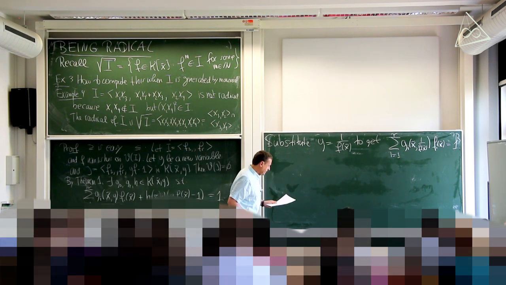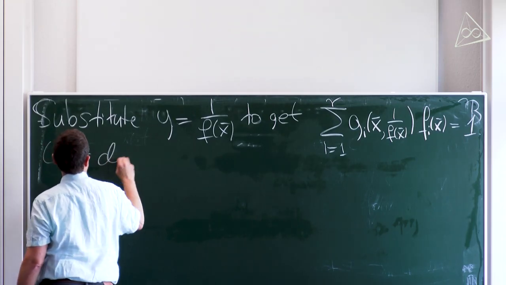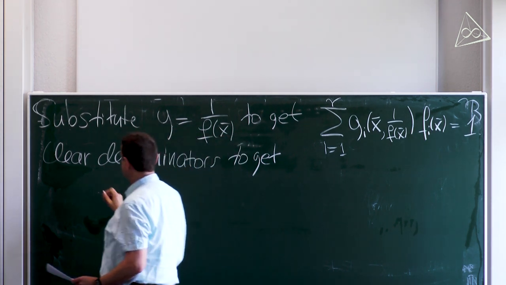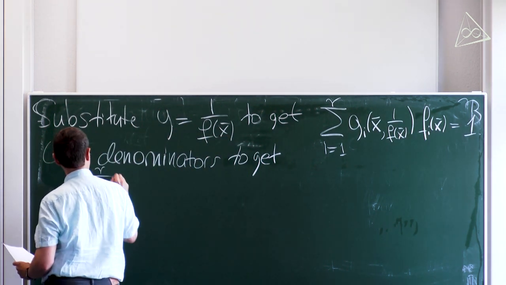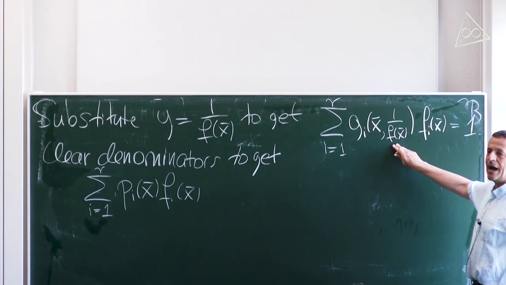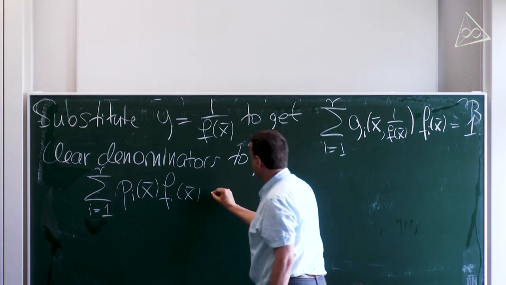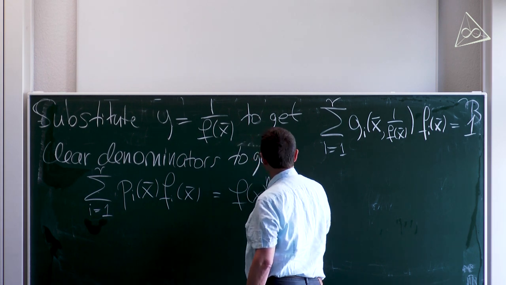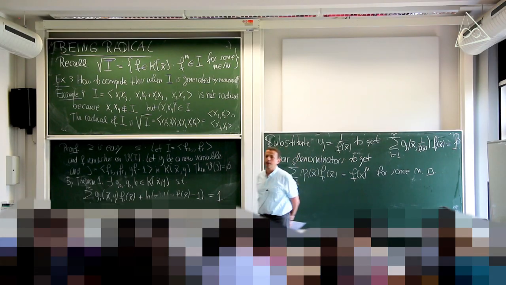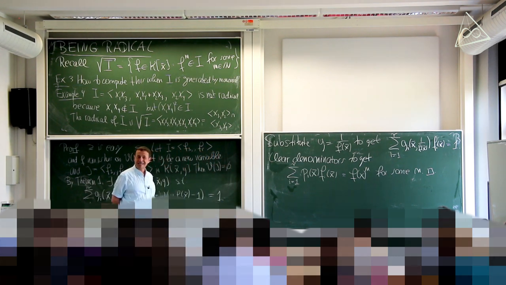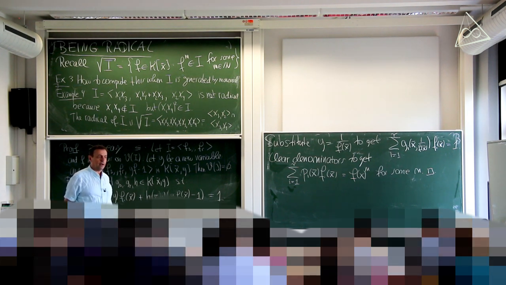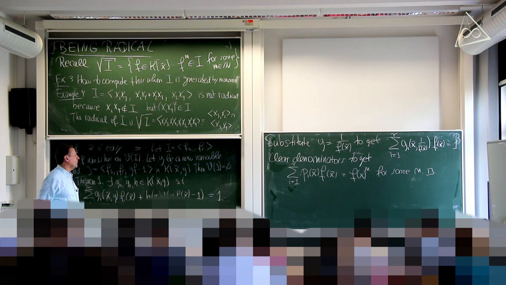Well, now we do the obvious: we clear denominators to get the following expression. The sum from i equals 1 up to r of p_i, some new multipliers, times f_i. So here we clear denominators, so some power of f will be in the denominator here, and after clearing denominators you then have f to some power. And that's exactly what we wanted to prove. This shows that a power of f is a polynomial linear combination of f1 up to fr, that is to say f is in the radical of the ideal I. So that's Hilbert's Nullstellensatz. Hilbert's Nullstellensatz geometrically characterizes the radical as those polynomials that vanish on the variety.